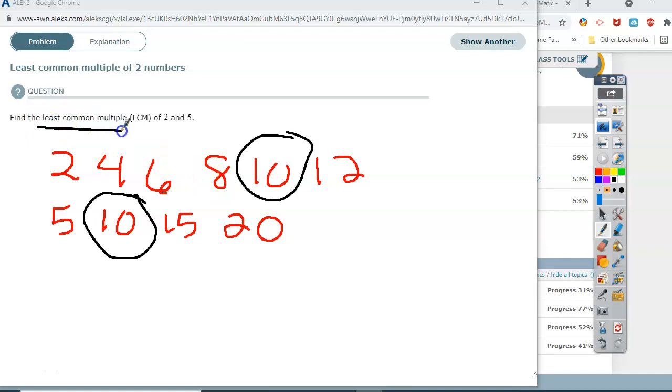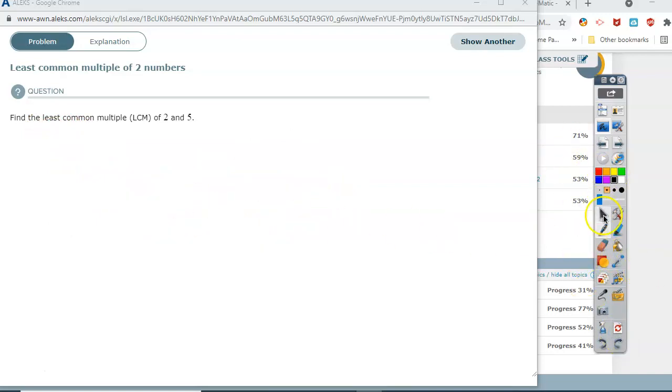Least common multiple, not greatest common, not what's the biggest number they have in common, what's the smallest number they have in common. All right, so listen now. So now you got it.